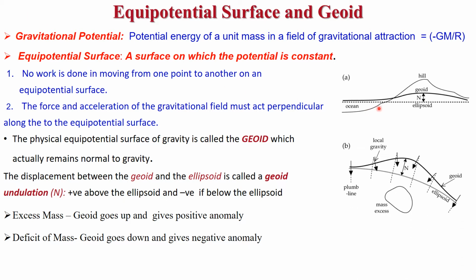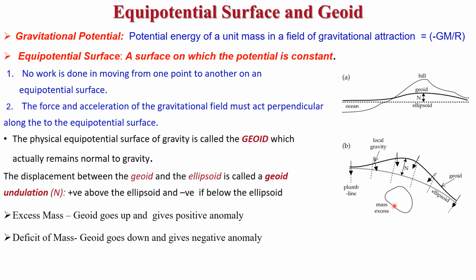So this is our equipotential surface, our normal topography. This is the geoid. And what is the ellipsoid? The ellipsoid is a theoretical smooth surface. There is an undulation between the geoid and the ellipsoid. That difference is called geoid undulation.